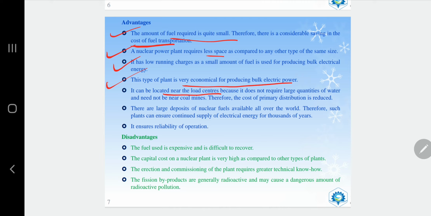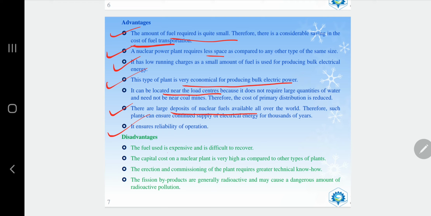The next advantage is that large deposits of nuclear fuel are available all over the world, so the continuity of supply can be assured. That is the next advantage. Last comes the reliability of the operation. As we just mentioned, there is no interruption to the power flow. Next come the disadvantages. What are the disadvantages of such a plant?